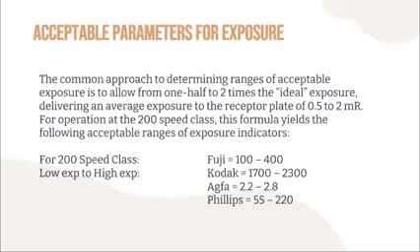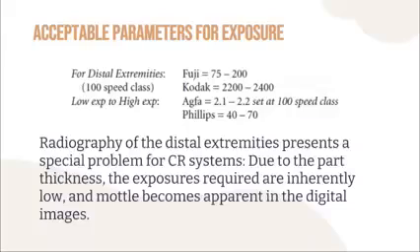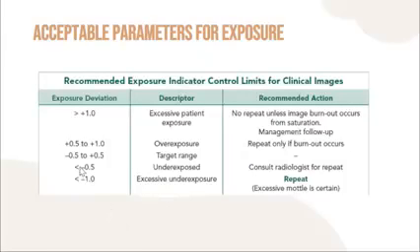Okay, so the normal range for exposure in a 200 speed class is 100 to 400. Katoto, for example, 100 to 400. So if it deviates by half to 1.0, meaning an additional half, or the exposure indicator value has doubled, then it is overexposed. What you're going to do is repeat if your image is already saturated.